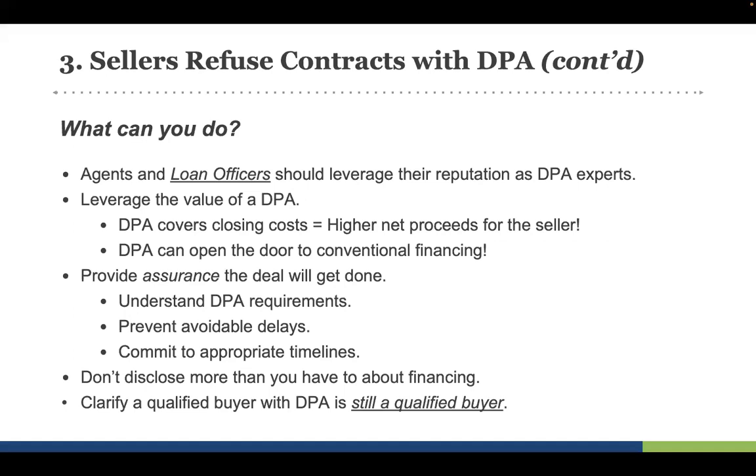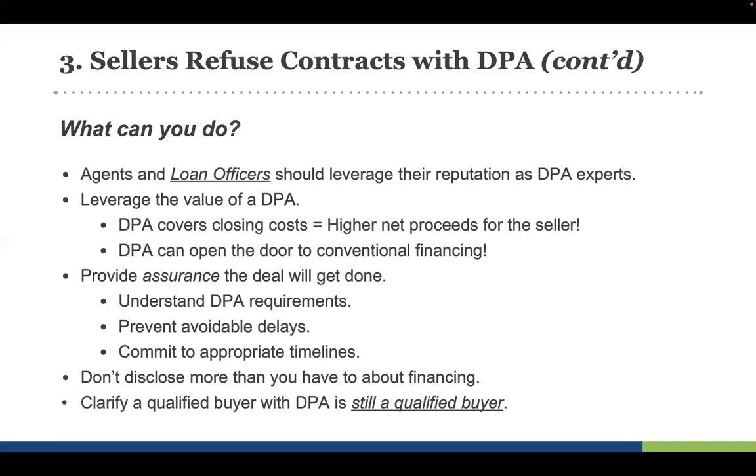Leverage the value of a DPA. Down payment assistance programs are not always just for down payment. They can also cover closing costs in many cases. What does that mean for the seller? What does that mean for the agent representing the seller? It means higher net proceeds for them if your buyer is not going in asking the seller to cover closing costs. Now, you all know in your markets the extent to which that's common or uncommon at the moment, but if your buyer has their down payment covered and a significant portion of or all of their closing costs, you are positioning them to make a more competitive bid and to more likely win that bid for that property.